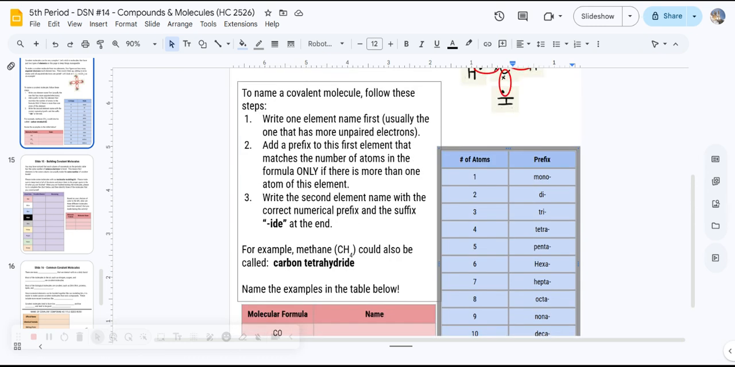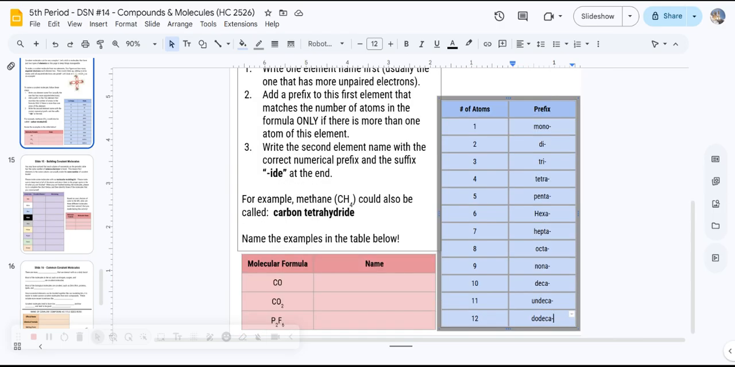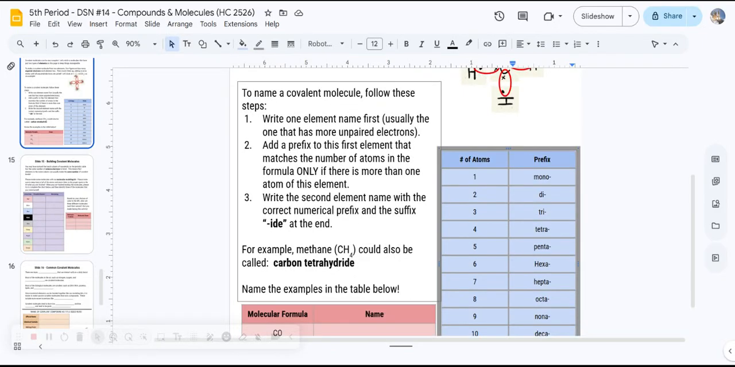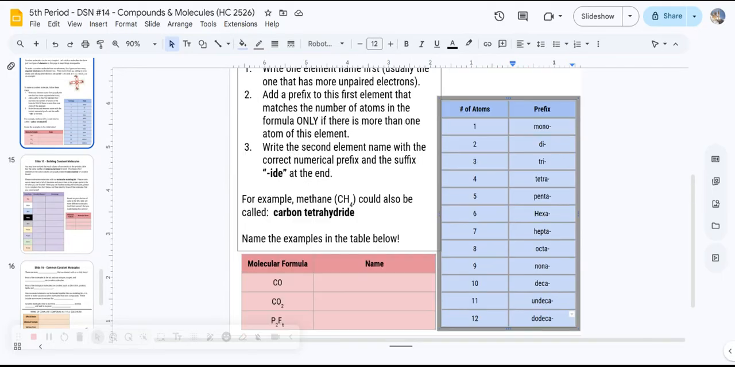The rules for naming these are a little bit different. So the first element, if there's only 1, then you just write the name. If there's more than 1, you must use the prefix. And the second element, you always use the prefix. And then the second element, whichever one it is, you add "ide" to the end, just like we did with the ionic compounds. So for example, methane could be called carbon, so no mono because it's the first one, carbon tetrahydride because there are 4 hydrogens.